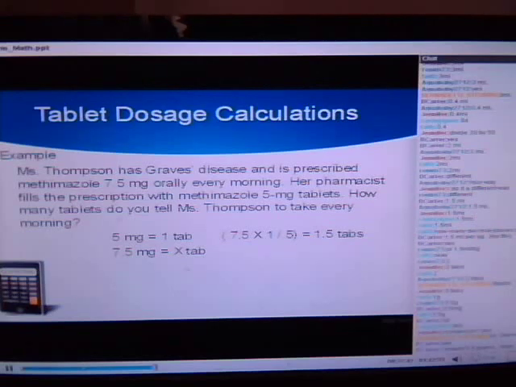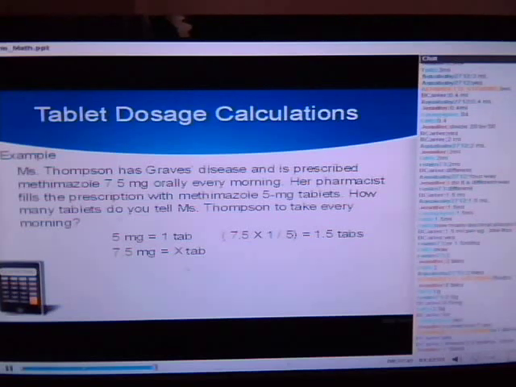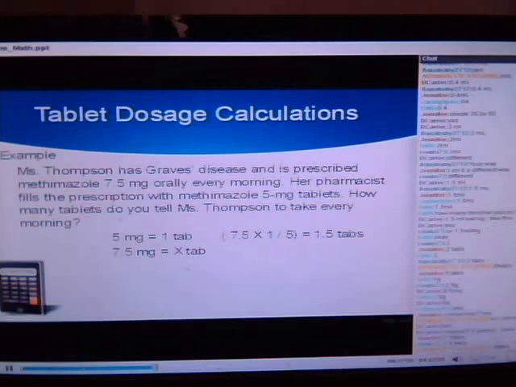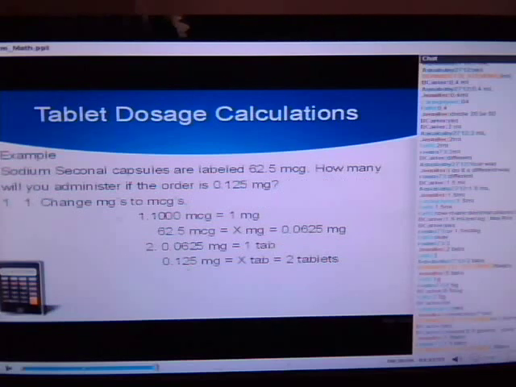Let me write it here for the benefit of, well, yeah, maybe I won't write it here. I don't think I need to write it here. I think whoever watches this recording is going to understand. Alright, so the answer is 1.5 tablets. And that's pretty simple because there was no changing. You know, it was milligram to milligram. So, try one more.